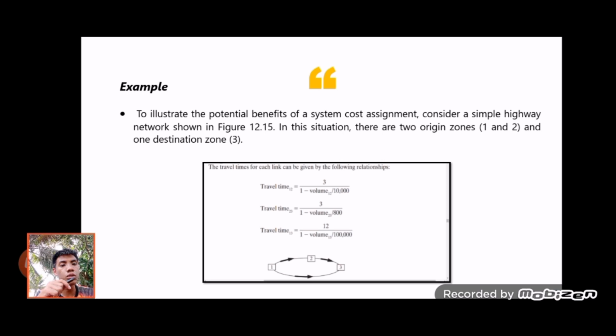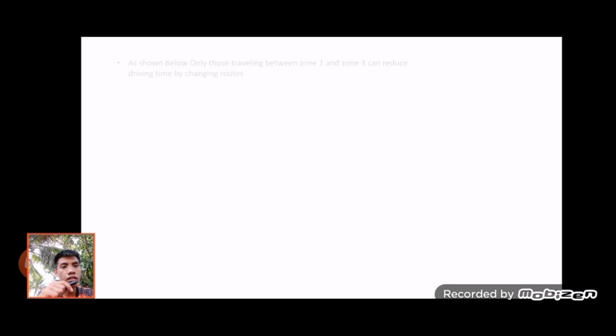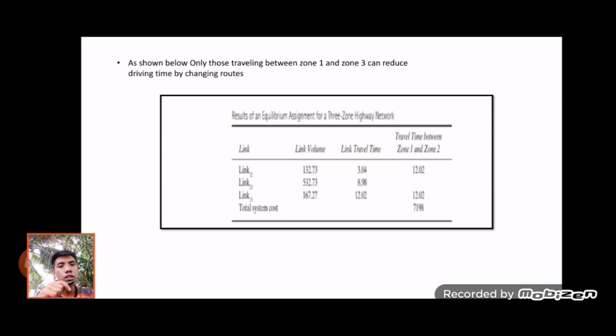Travel time sub 1 2 is equal to 3 over 1 minus volume sub 1 2 divided by 10,000. Travel time sub 2 3 is equal to 3 over 1 minus volume sub 2 3 divided by 800. Travel time sub 1 3 is equal to 12 over 1 minus volume sub 1 3 divided by 100,000. As shown below, only those traveling between Zone 1 and Zone 3 can reduce driving time by changing routes.